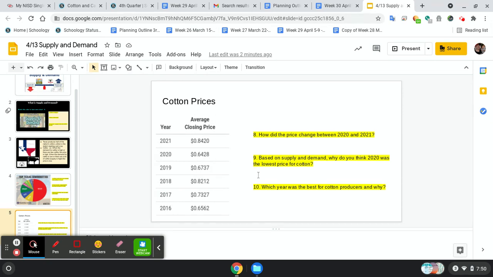Based on supply and demand, why do you think 2020 was the lowest price for cotton? Okay, now remember what happened in 2020 that was going to affect demand. And then which year was the best for cotton producers and why? So if you're producing cotton, do you want a high price or a low price? And then you decide. Now, if you're a customer, it's something different. So that's pretty much all we've got. Just take care of that, submit it, and you should be all right.